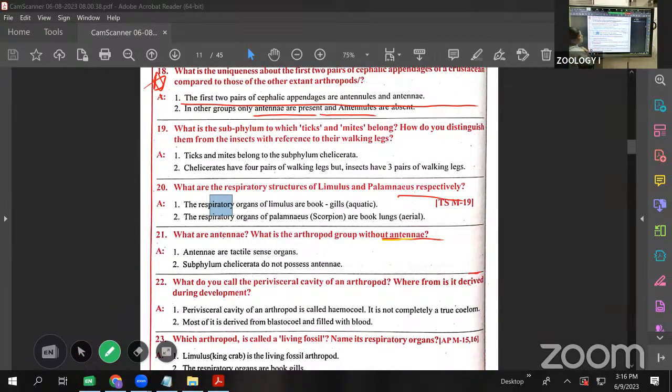Next, what are the respiratory organs of the limulus and the scorpion? The respiratory organs of the limulus are called book gills, since they are aquatic. The respiratory organs of the scorpion are the book lungs. Here, they are aerial. So the respiratory structures of the limulus are the book gills, and those of the scorpion are the book lungs. Clear? This is about the respiratory structures.